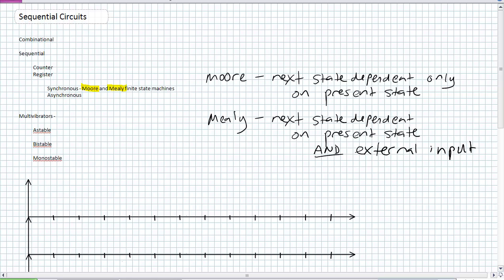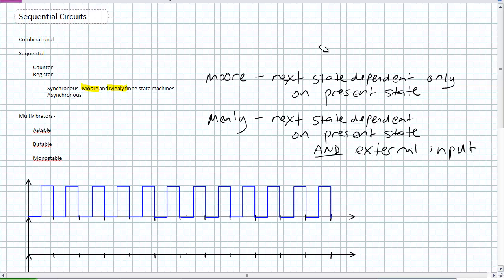So what would an astable multivibrator look like on our first timing diagram? Chances are it would look something like this. And there it is, an astable multivibrator was a 0, then it goes to a 1, gets tired of being a 1, goes back to a 0, and 1, and so forth and so on. An astable multivibrator, also known as an oscillator or a clock.